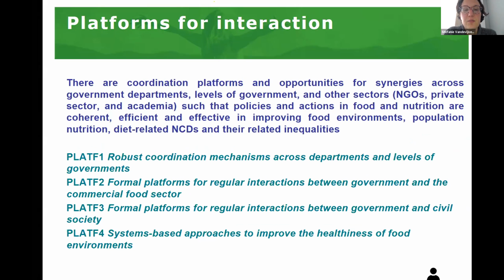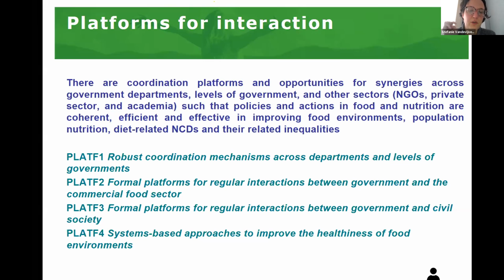But obviously, this is more looking at implementation, because previously we had the governance domain where we had an indicator looking to limit the influence of the commercial food sector on the development of policies. But for implementation, having platforms available is an indicator that is included. Then platforms between government and civil society.